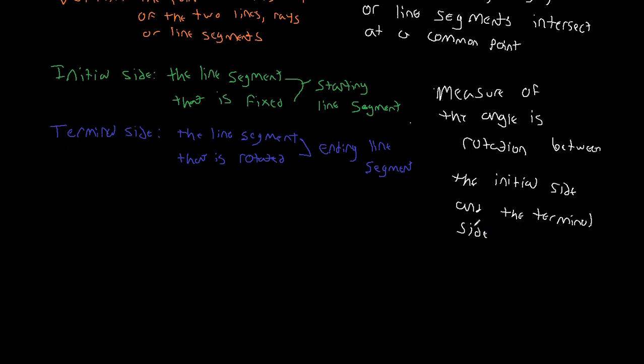Okay, I know there was a lot of information here. Hopefully it all made sense. A lot of this was just definitions. We're going to talk more about what this measure looks like, because we've defined it as the rotation between the initial side and the terminal side. We'll talk about how we measure this rotation specifically, and we'll talk more about some of the other definitions. But this is just the bare minimum definitions that you're going to need to go forward in this section.